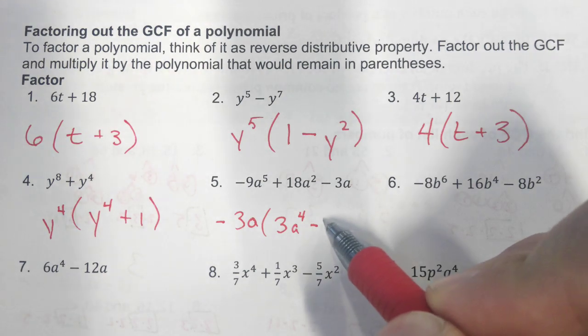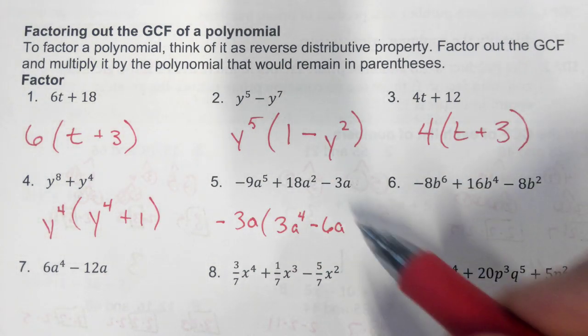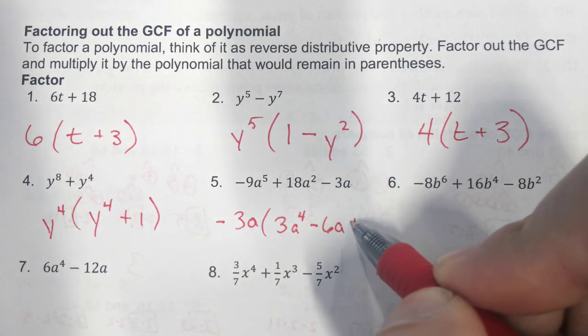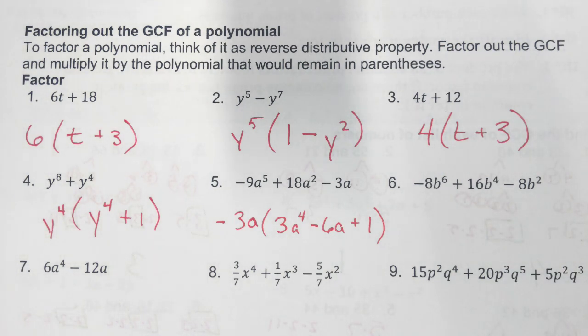18 divided by 3 is 6. A squared, take one of them away, leaves us with a. And then a negative divided by a negative is a positive. 3a divided by 3a, of course, is going to be 1. So that's going to be plus 1 on the end.